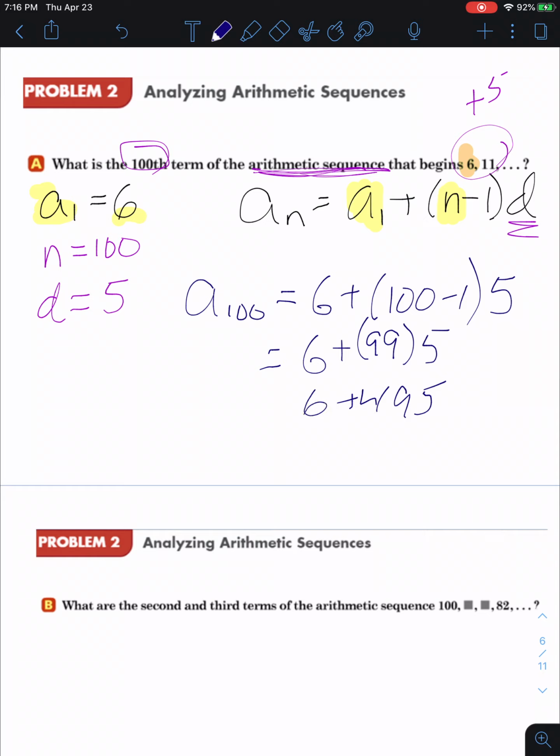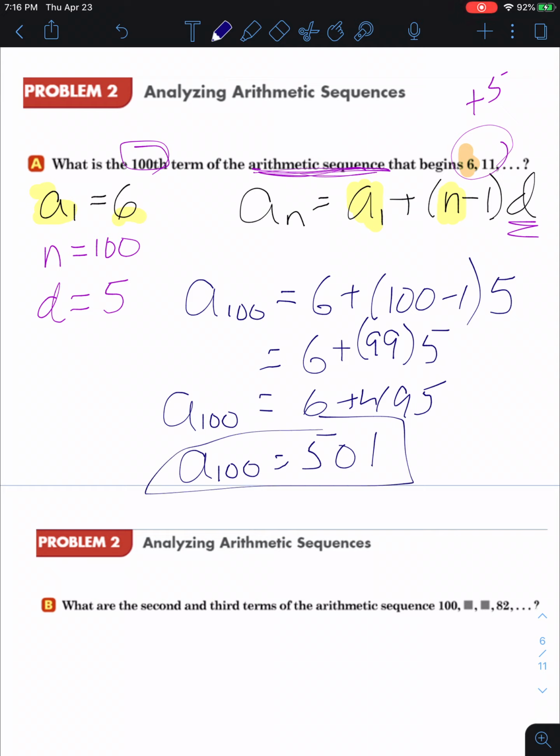If I add that to 6, a sub 100 would equal 501. So 501 gives us our 100th term. All right, so it starts at 6. Check it out: starts at 6, goes to 11, and the 100th term is only going to be 501.